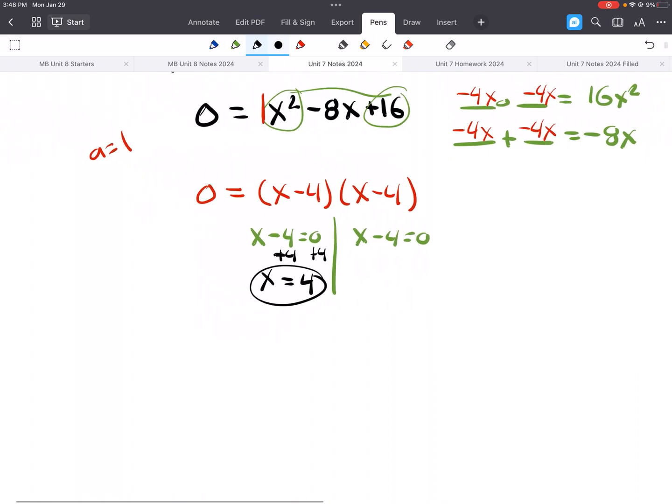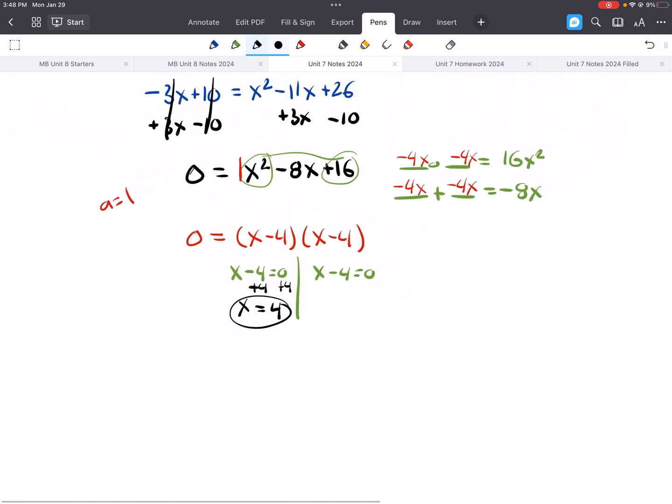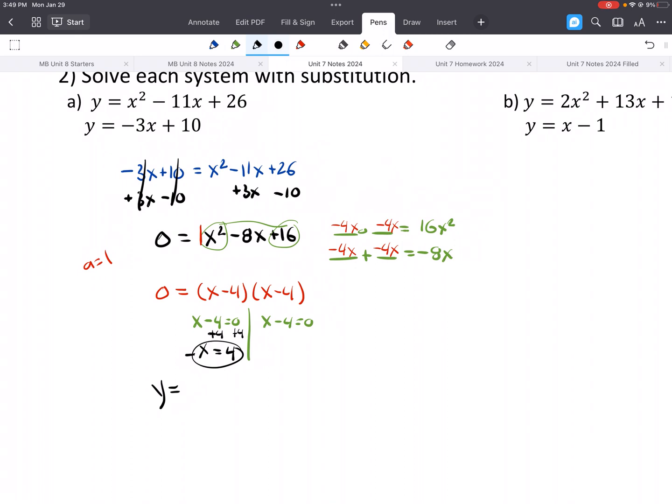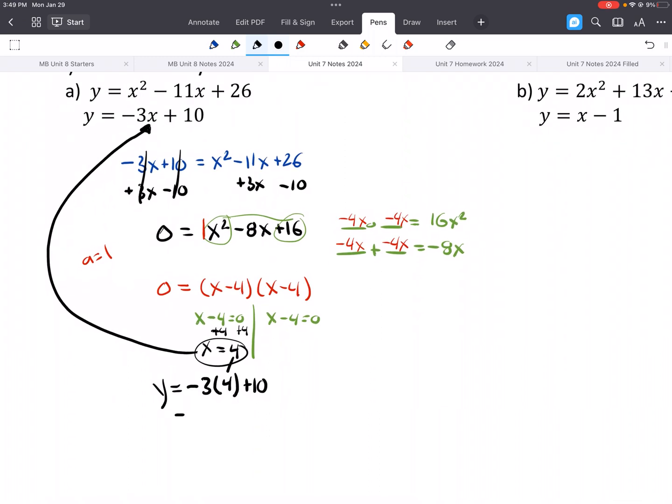Okay, so we've got our x. Again, we're talking about a parabola and a line. We want to see the point where they cross, so we need to find the y. So if you have an x and you need a y, then we're going to take that x equals 4 and plug it into one of the easier equations. So we would have negative 3 times x, but here x is 4, plus 10. And this will end up giving us negative 12 plus 10, or negative 2.